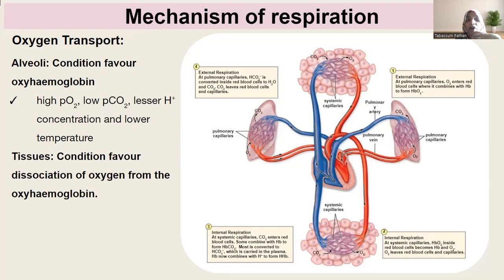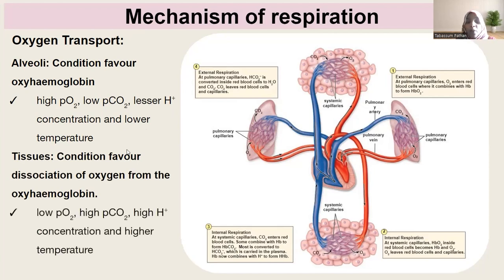Whereas in tissue, what will happen? In tissue there is low oxygen, high carbon dioxide, high H plus concentration, and higher temperature. This will favor the dissociation of oxygen from hemoglobin. Whereas in the alveoli, oxyhemoglobin formation will be favored. At the tissue level, dissociation of oxygen from the hemoglobin will be favored. I hope this is understandable. So this is all about the oxygen transport.